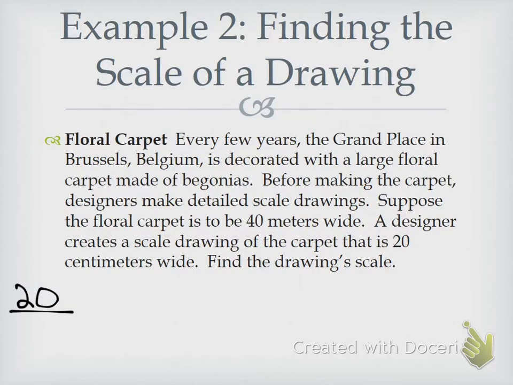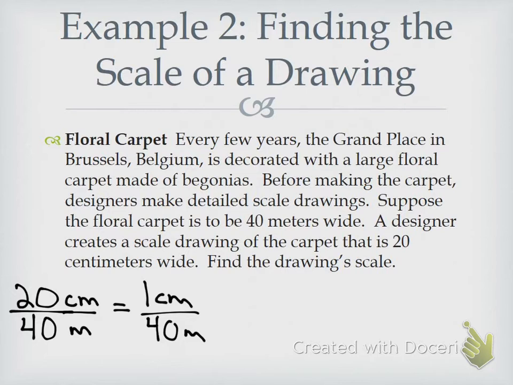And we've got to put our label, centimeters. What is going to be the actual? 40 meters. Okay? And that's going to be 1 centimeter over 40 meters. And just like with any ratio, we can write it multiple ways. We like to write scale drawings with a colon. Or it could be 1 centimeter to 40 meters. Okay? That would be fine.